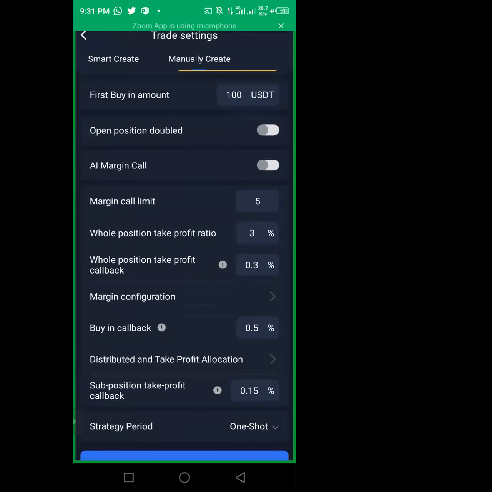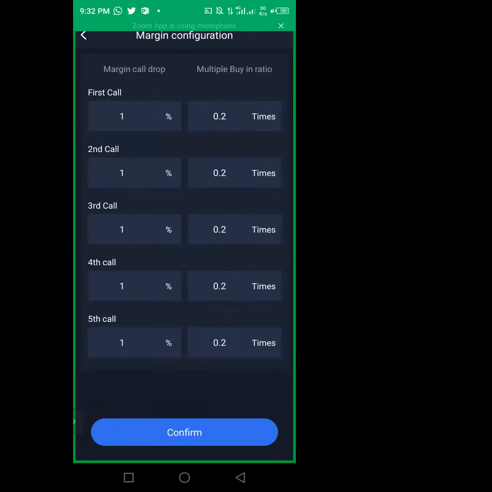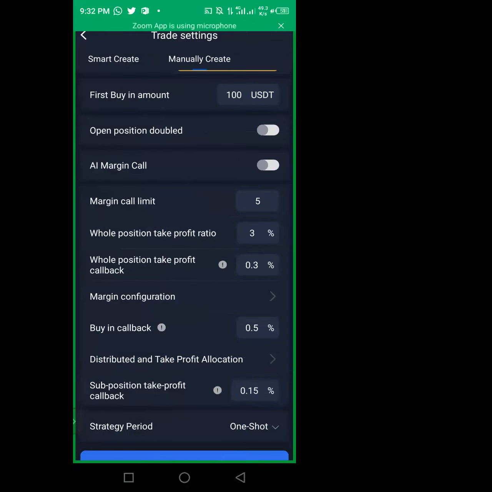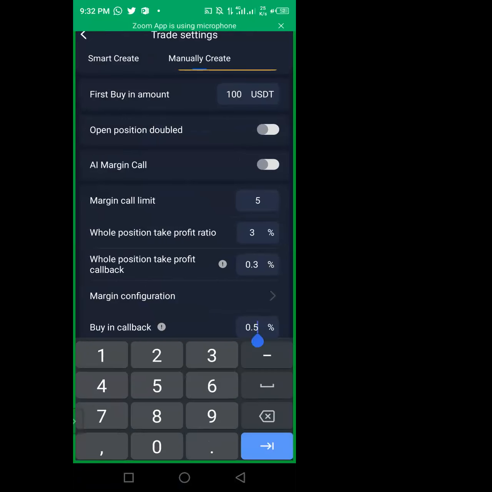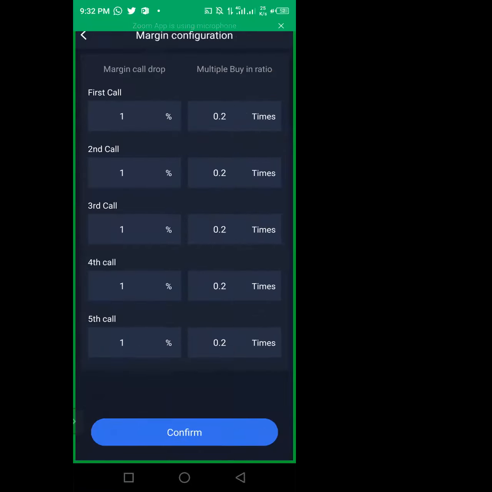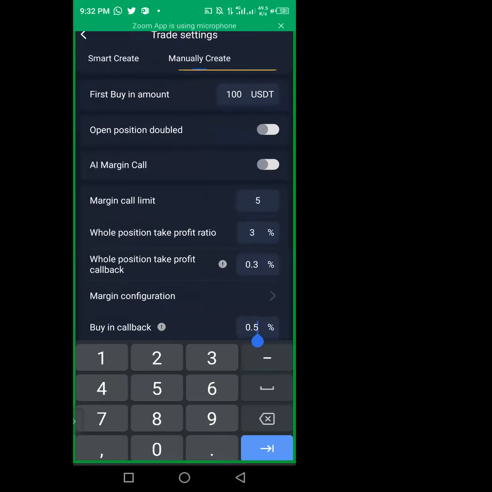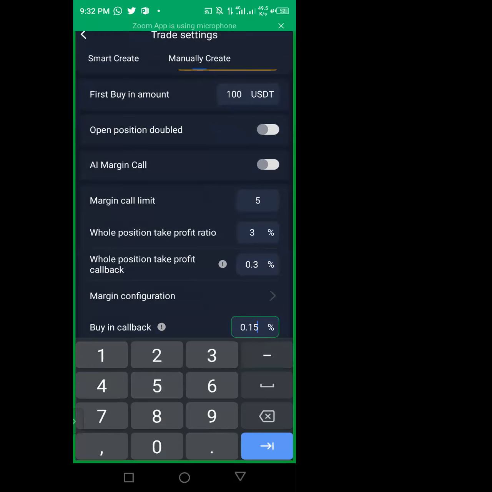So I've explained margin configurations. Then the buy-in callback, I've also explained it. The buy-in callback means, okay, now you set the first call to be 1%. The coin now drops by 1%. The trigger price to buy will not trigger. Remember, the robot will only buy when there's a buy-in callback of this percent. So you can see this 0.5 is too high because our drop is 1%. So let me reduce our buy-in callback. Let me use 1.5.